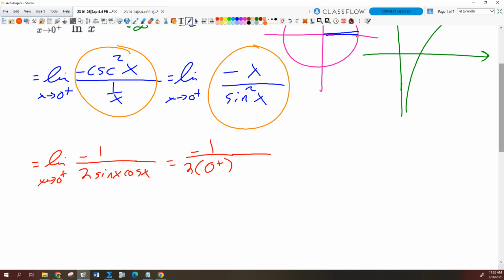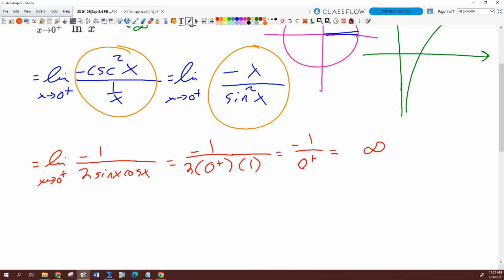And what's the cosine of 0 plus? 1. So on the bottom, 2 times 0 plus times 1 is just 0 plus, isn't it? 2 times 0 plus is 0 plus. So I end up with negative 1 over 0 plus, which is what? Yeah, a 0 on the bottom gives me an infinity, right? 1 on top, 0 on the bottom gives me infinity.